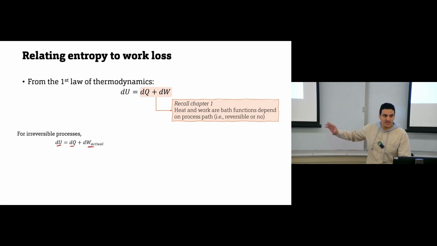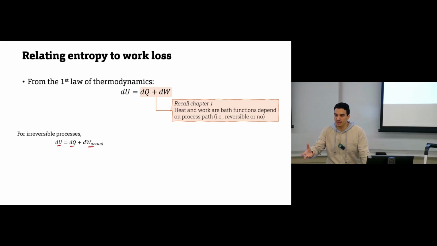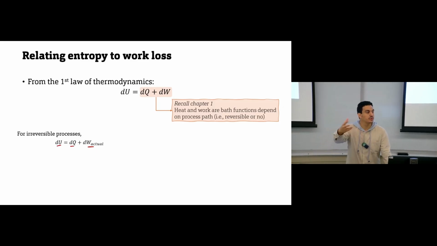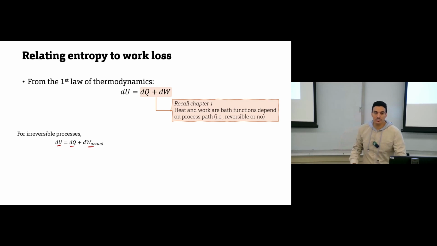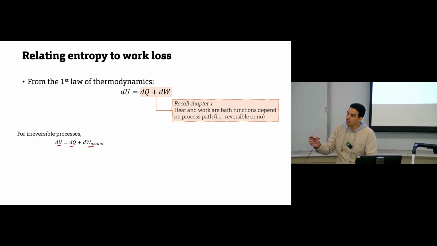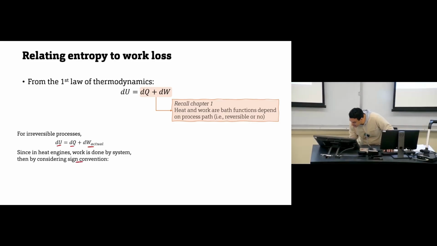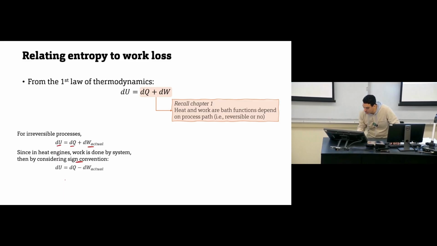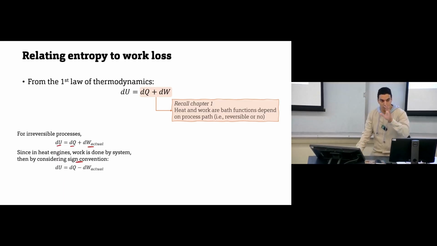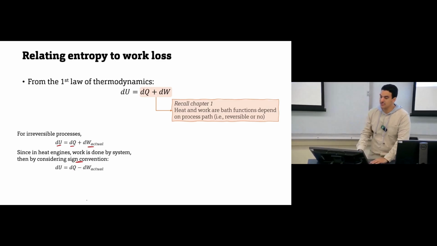Now, since we discussed heat engines, and heat engines are work-producing devices, the ultimate goal is to obtain work. This work is done by the system. And recalling the sign convention we mentioned, work done by the system has a negative sign. So considering this sign convention, the first law of thermodynamics for an irreversible process becomes dU equals dQ minus the actual work.